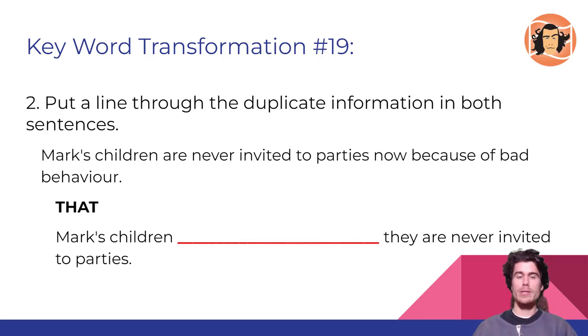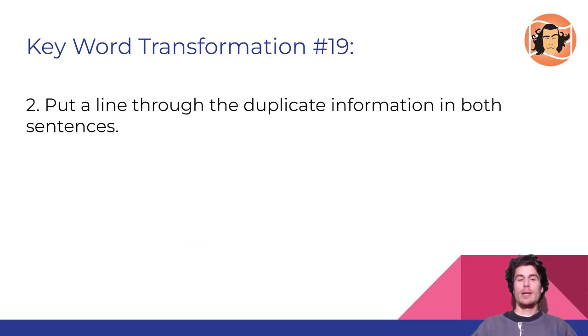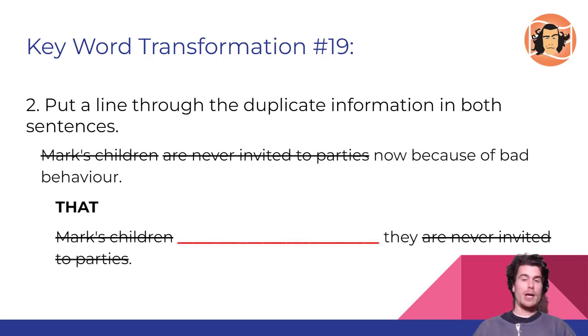Step 2 is to put a line through the duplicate information in both sentences. So take a minute and put a line through the information you find in the top sentence, which is the same as the information in the bottom sentence. And when you've done that, press play on this video and we'll see which words I put a line through. Okay, so I've put a line through Mark's children are never invited to parties.